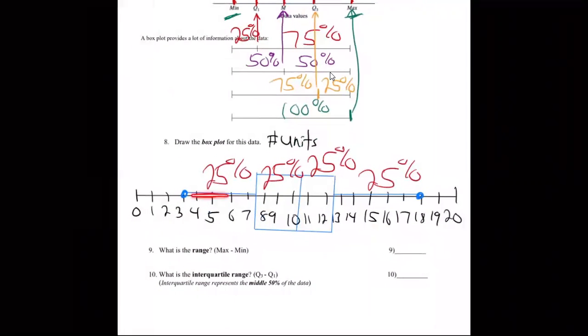It shows how the data breaks up into 4 even sections. Now I call them even sections. You might think, what do you mean, even sections? Why are these even? Well, these are even in the sense that there's the same number of people in each section.